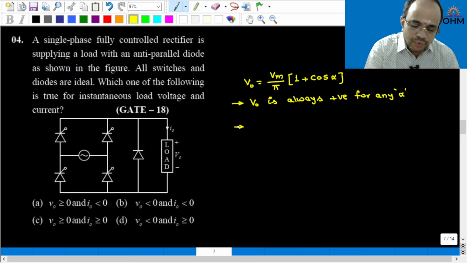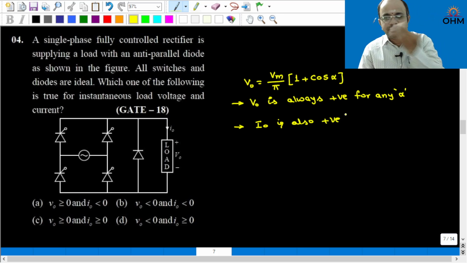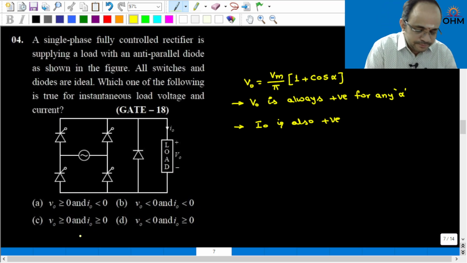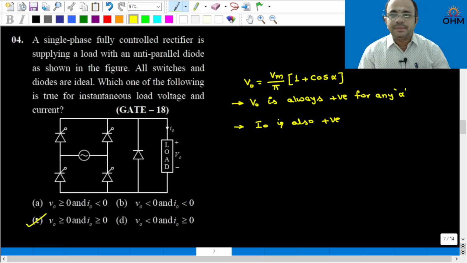Next, due to the unidirectional feature of SCRs and diodes, output current is also positive, okay. Not only average quantities, even instantaneous values are also positive, okay. Therefore, option C will be the correct answer. V naught is positive and I naught is also positive.